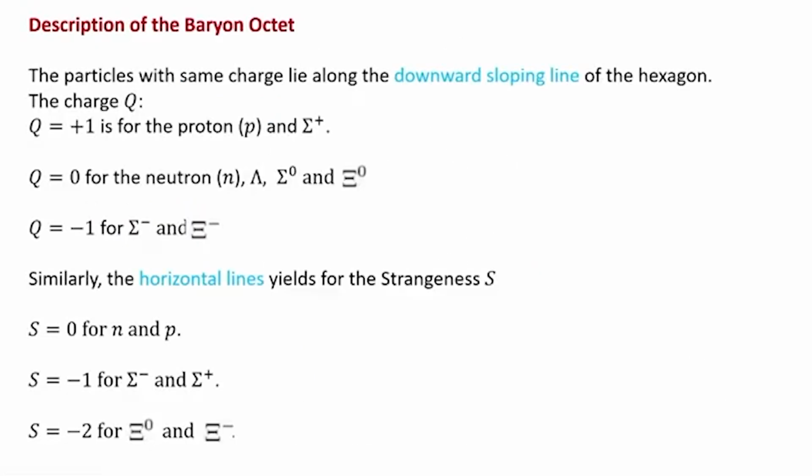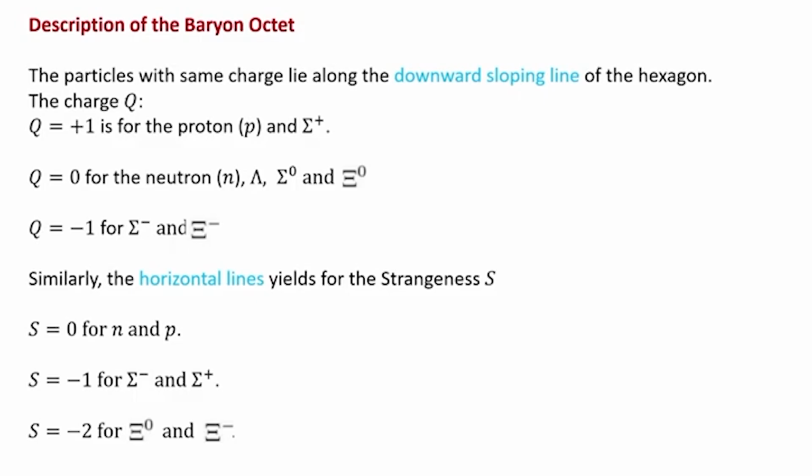Similarly, we will do the meson octet, but let us do a sort of summary of what we have seen. So, the particles with same charge that lie along the downward sloping line of the hexagon. This is what we said.